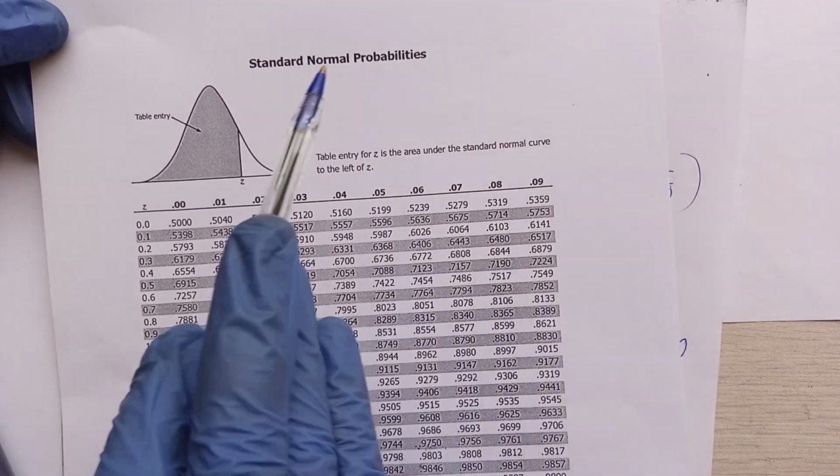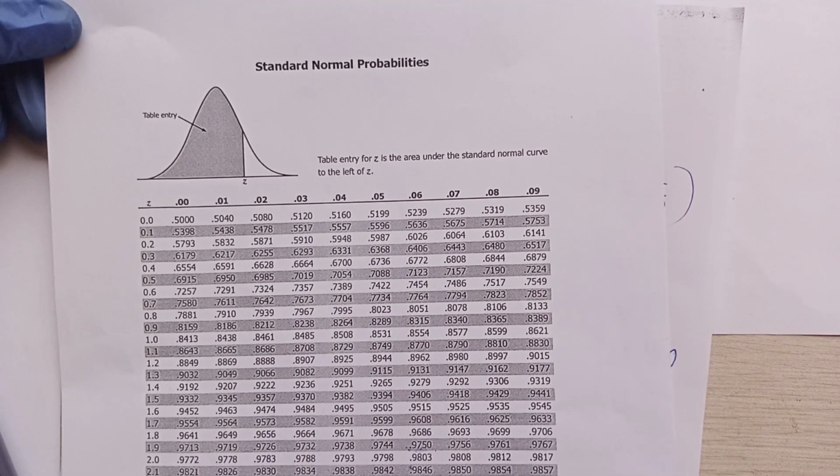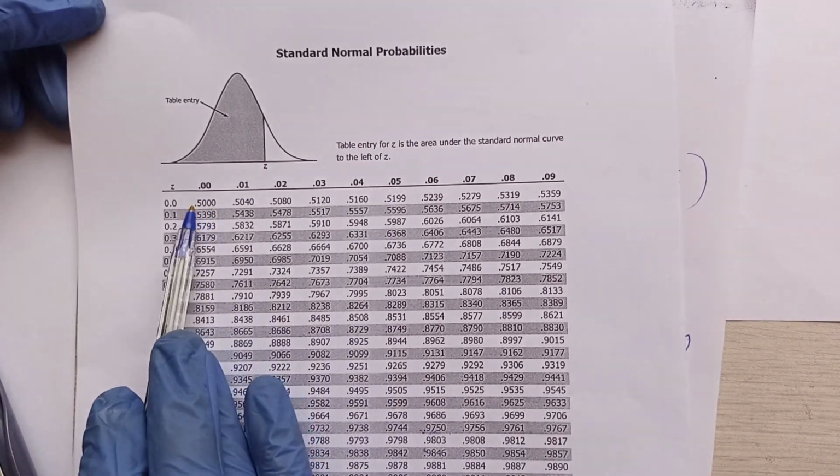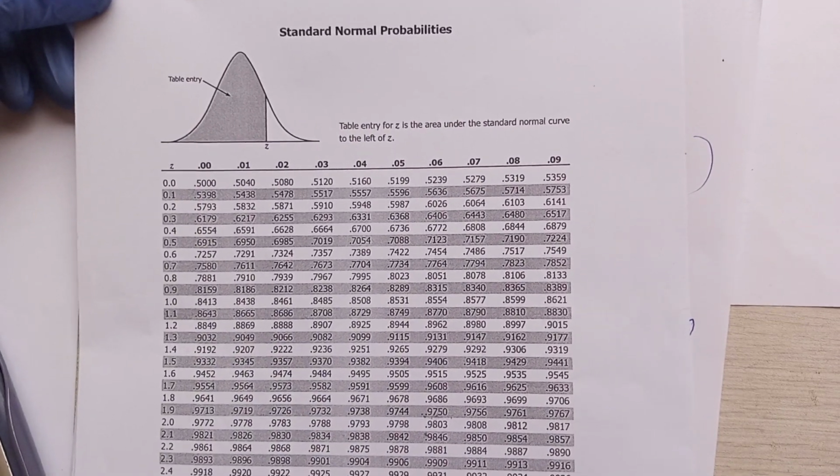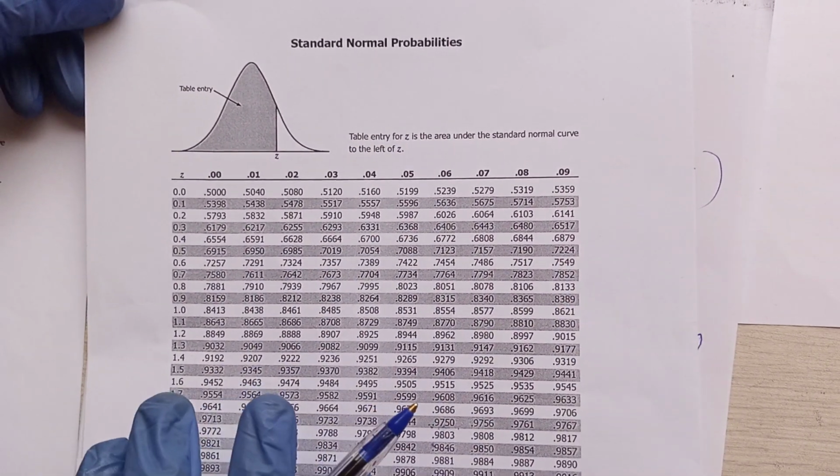Now mind you, I'm using the full Z table. I'm not using the half Z table. For the half Z table, this place starts with 0.0000. That's the half Z table, but this is a full Z table, so this is what I'm using.